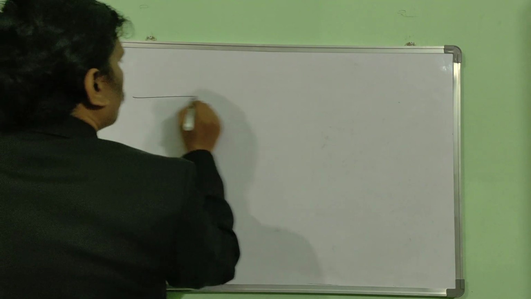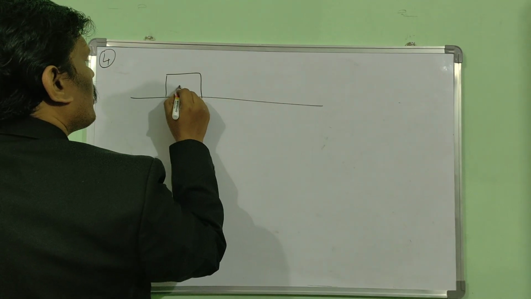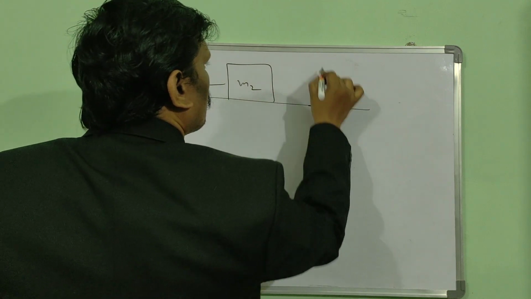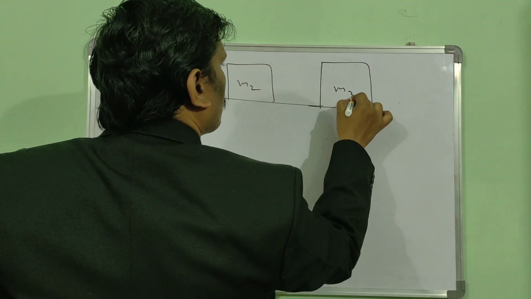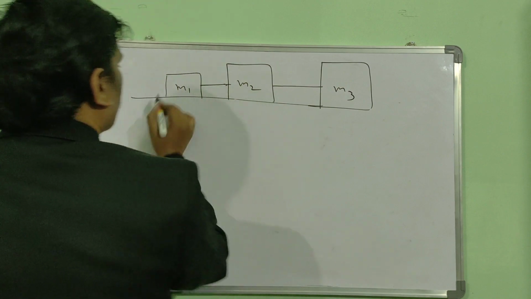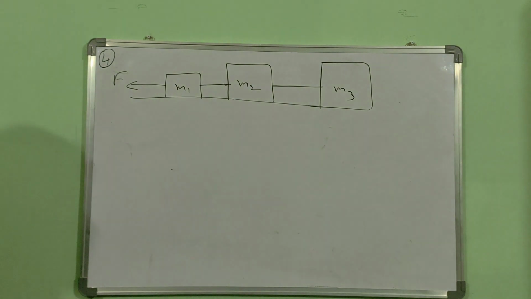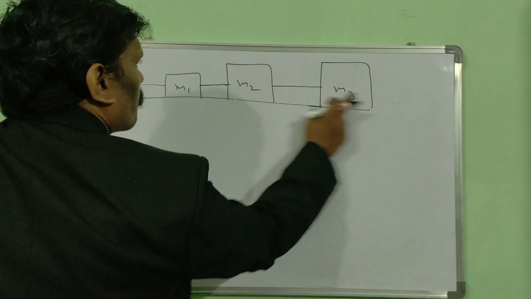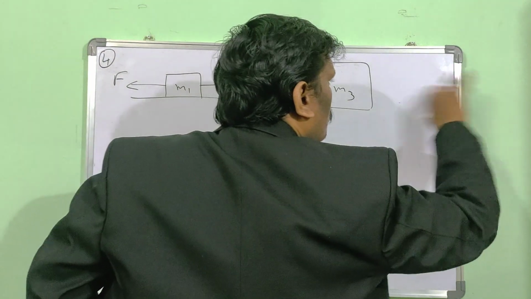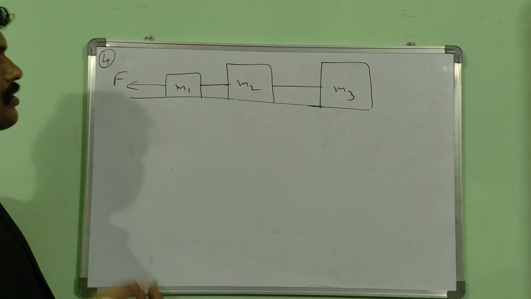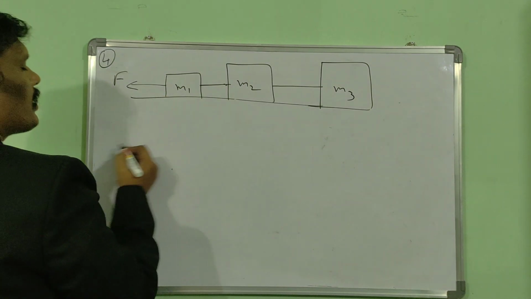Fourth one. Suppose this is block A of mass M1, block B of mass M2, block C of mass M3. Just consider. Now the force pulls M1. In the previous concept we discussed the force pulling M3, where we applied the force on the M3 side. Here the force we are going to consider is on the M1 side. The concept is the same.